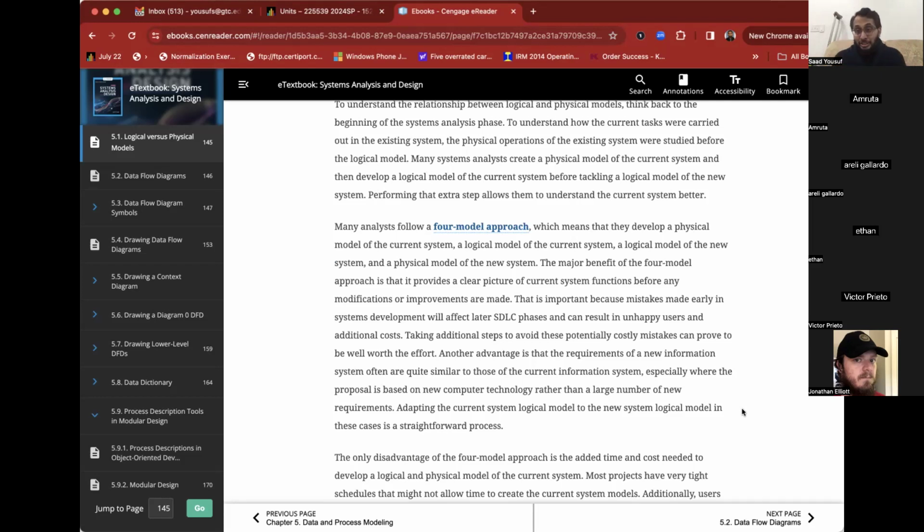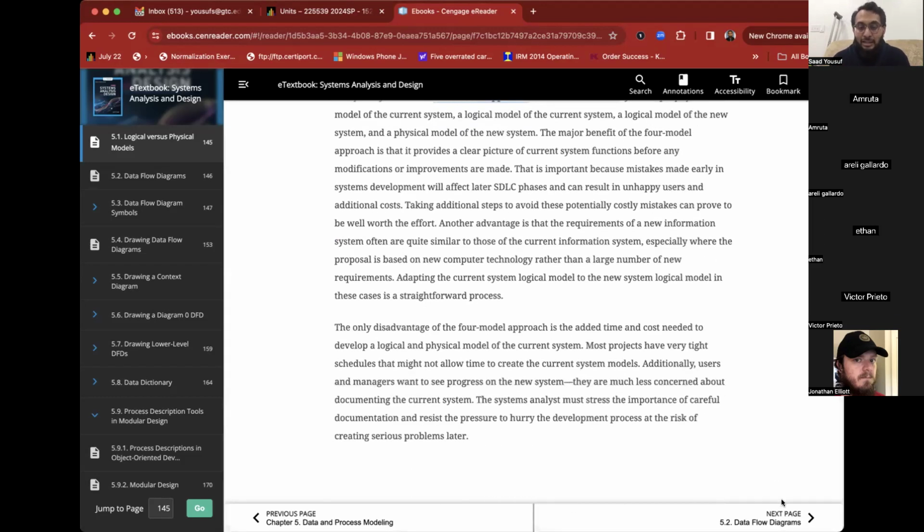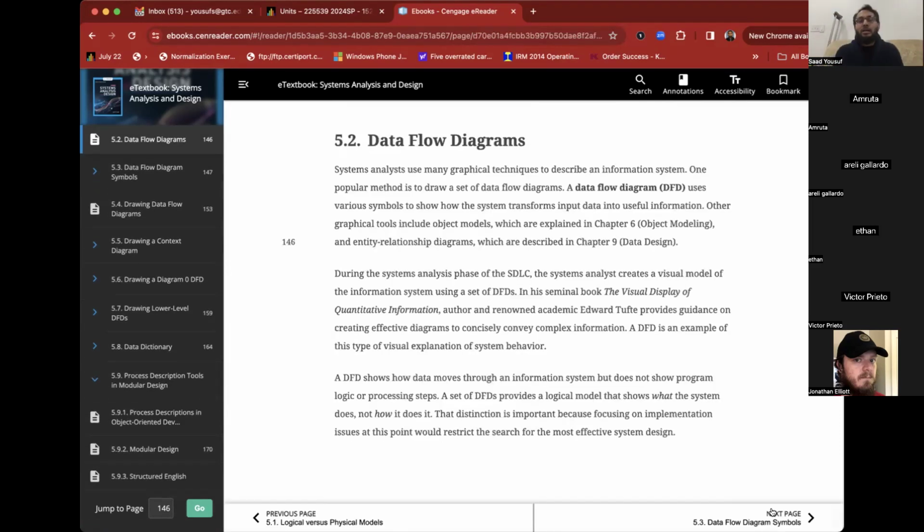Analysts prefer to take this route. If the prior models do not exist, sometimes they try to reverse engineer those models. Again, it's a time-consuming process. The disadvantage is that the four-model approach is time-consuming, resource-consuming, not cost-effective. It just gives your analyst this peace of mind that whatever I'm doing is following some kind of a logical train. Then comes the data flow model, which is when you start to actually design your model.